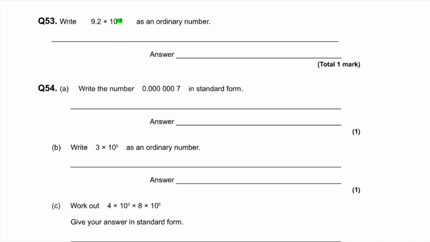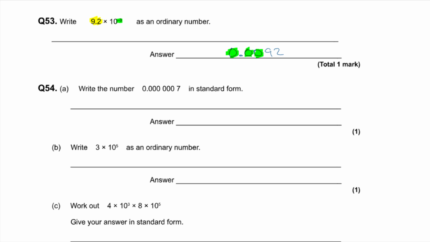Right, question 53. Write 9.2 times 10 to the minus 3 as an ordinary number. Again, negative 3 means I'm going to write down 3 zeros. 0.00, then my 3 zeros. 1, 2, 3. The 1 always appears in front of the decimal point and the rest are after. And then after that, I'm just going to write my digits down, 9 and 2. So 0.0092, like that.